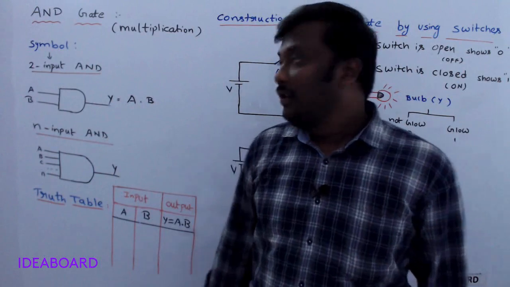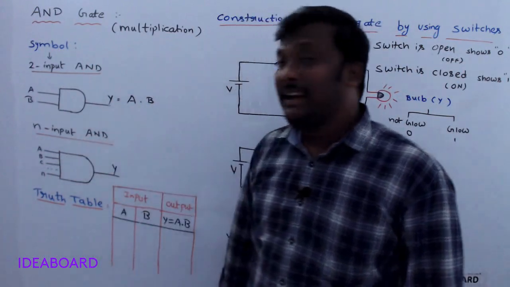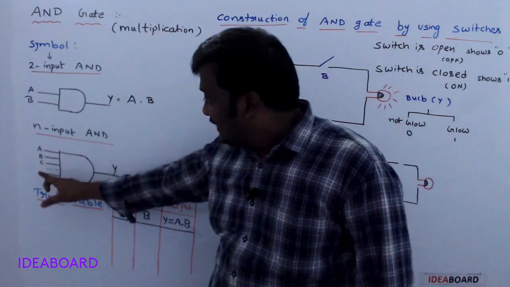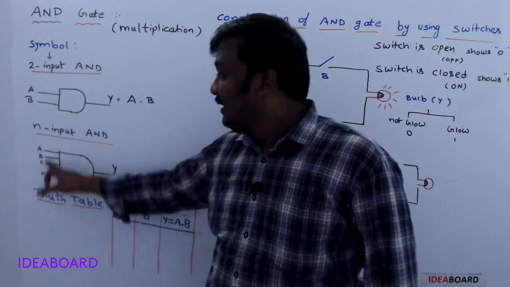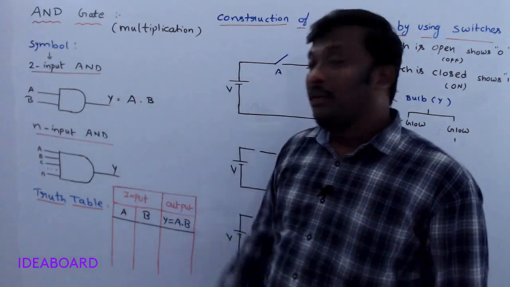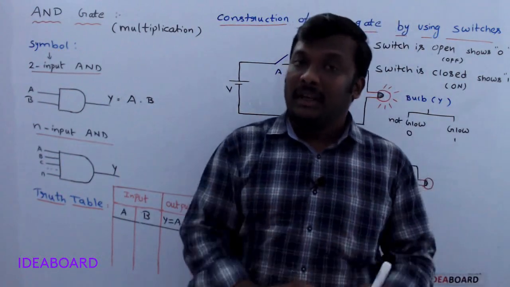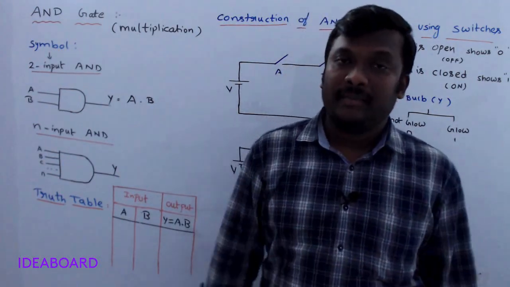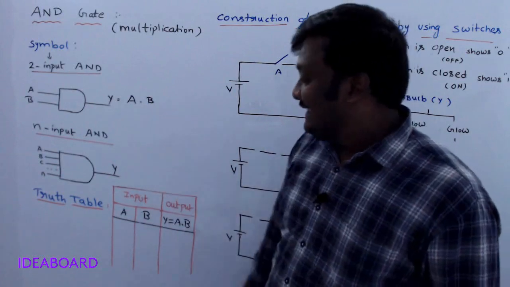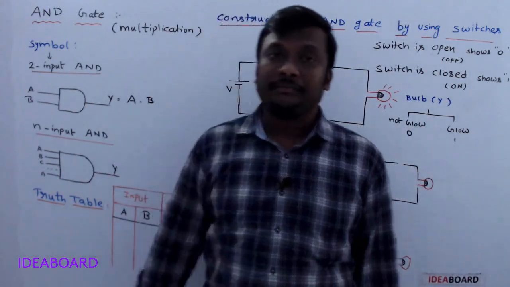Now let us see the N input AND gate. Here A, B, C up to N are all inputs, but you get only one output, that is Y equal to A dot B dot C dot up to N. Understand? Now let us see the truth table.